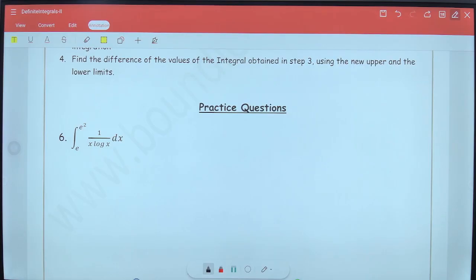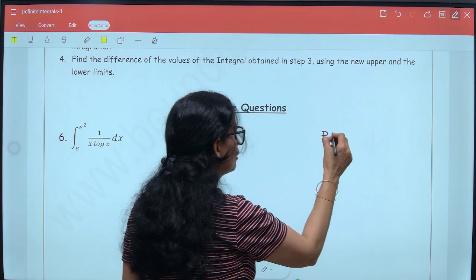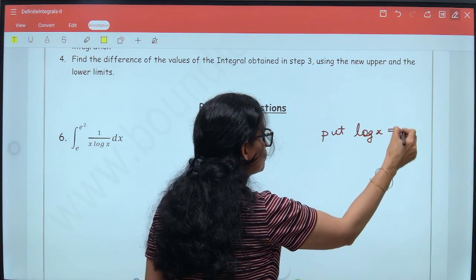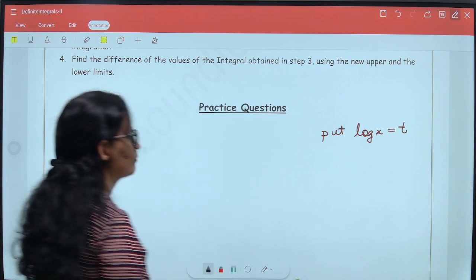Now this is a very important question and it has been asked in one of the board exams in previous years. So let's do these questions very carefully. 1 upon x into log x. Now here you can see that the derivative of log x is there with the function. So that means you need to put log x as, suppose, t, right?